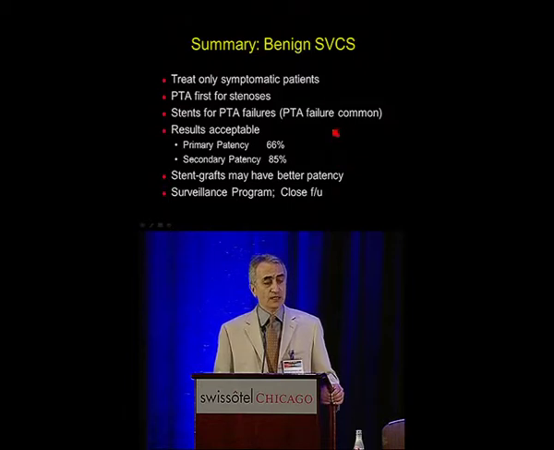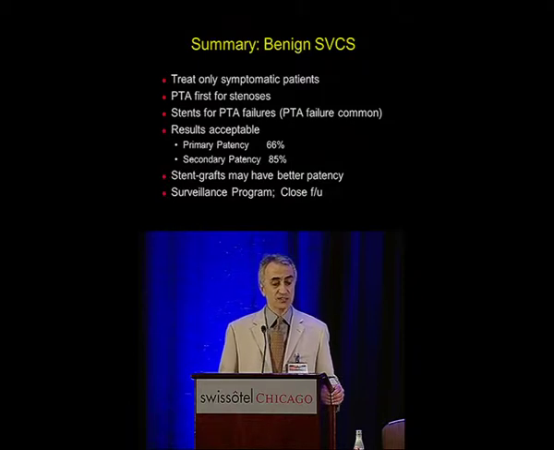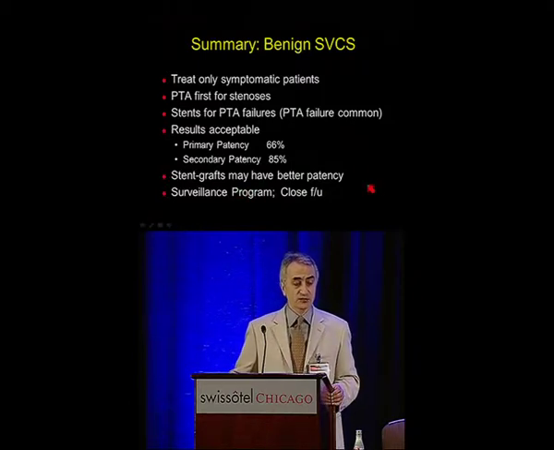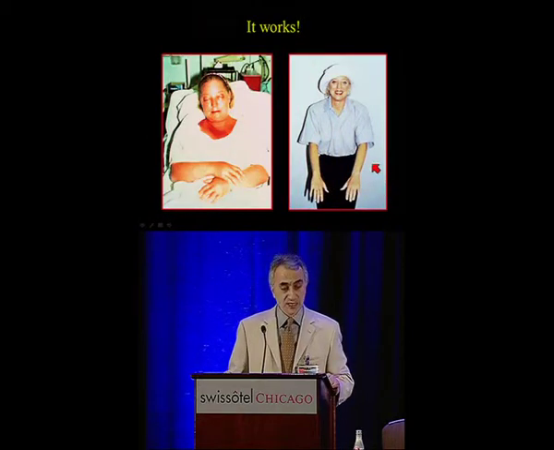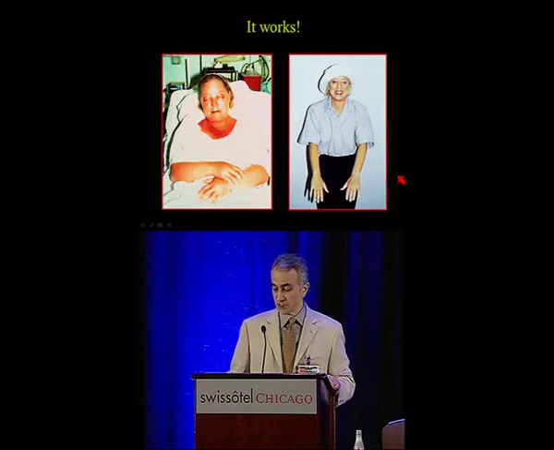So, summary of benign SVC syndrome: treat only symptomatic patients, angioplasty first for stenosis, obviously dialysis related, that's what you want to do, and then a stent when they fail. Again, the majority of non-dialysis benign occlusions of veins do not respond to angioplasty alone. Primary patencies are respectable, and a stent graft may have better patency. There's some new data showing that this may actually be better, but most of that data is in the dialysis literature. And don't forget the close follow-up of these patients. Bottom line is that it does work in these patients, and it is now the first line of therapy.